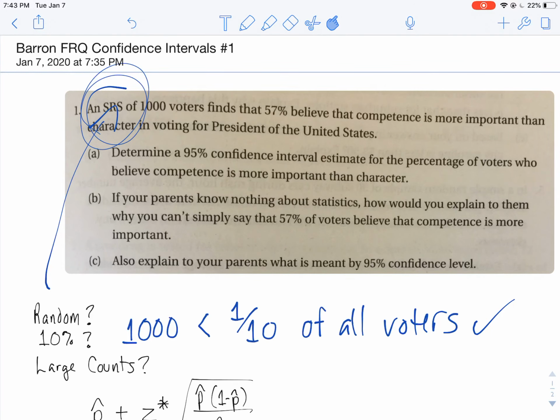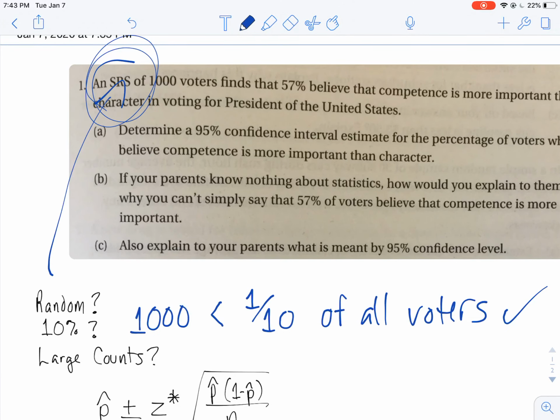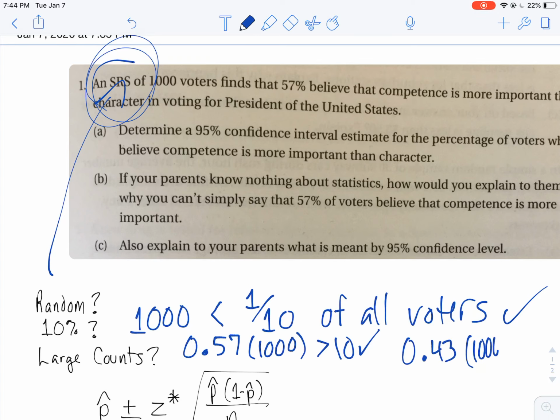The large counts condition. Okay, so it's telling me 57% of 1,000 people. So if I do 0.57 times 1,000, I'm guaranteed that that's going to be greater than 10. I'm in good shape there. Now, that also means that 43% of 1,000 didn't think that competence was more important, so I have to make sure that's greater than 10. I can safely say that 43% of 1,000 is greater than 10. So my conditions are met, and I can proceed ahead.